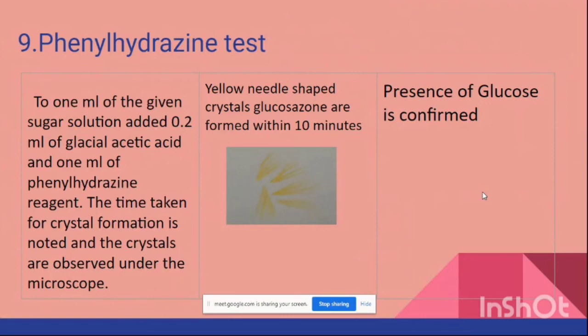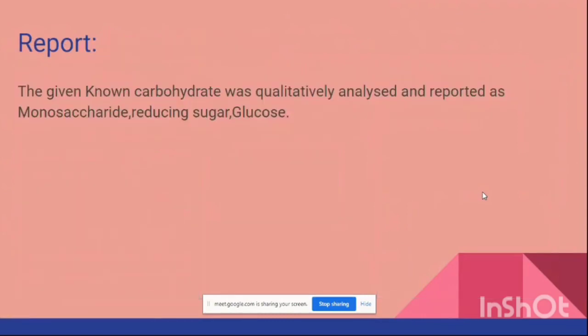So after doing all this analysis, we have to report the sugar. How do you report for glucose? The given known carbohydrate was qualitatively analyzed and reported as monosaccharide, reducing sugar, glucose. So this is how you will be writing it in your observation also. You have to give the heading, and I've given all the three columns: experiment, observation, inference. You just note them down in your observation notebook, and finally you give this report also. Next class we'll be discussing the qualitative analysis of the known carbohydrate fructose.